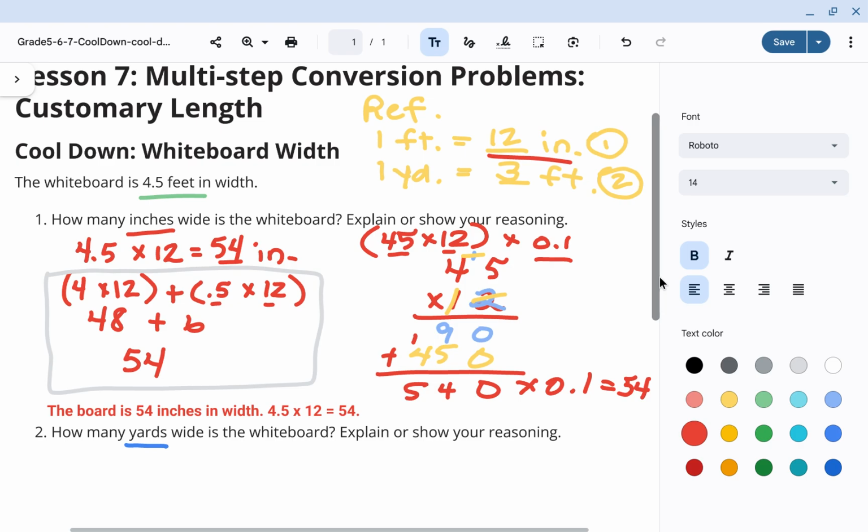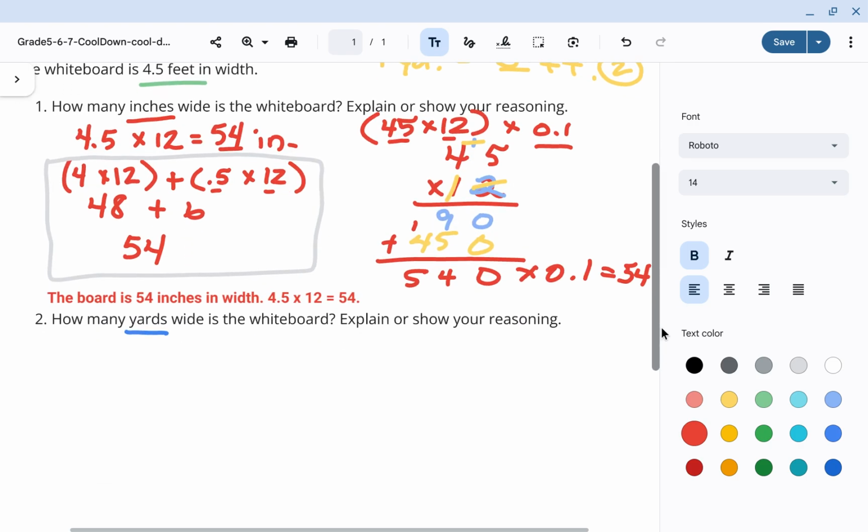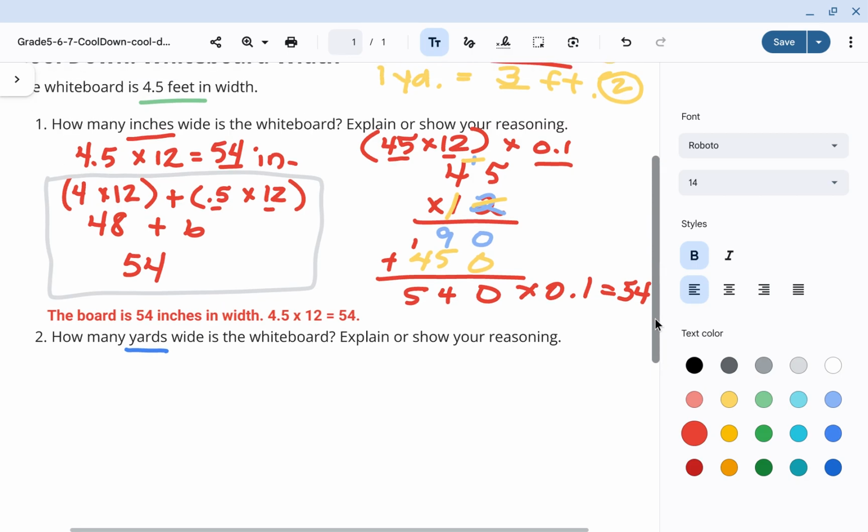I love these questions. Number 2 says, how many yards wide is the whiteboard? Explain or show your reasoning. First of all, boys and girls, yards are bigger than feet. So if I am communicating the exact same length, it's going to take fewer yards to express that same length than it does in feet, right? If we're using a larger unit, we don't need as many of them in order to show the same distance.